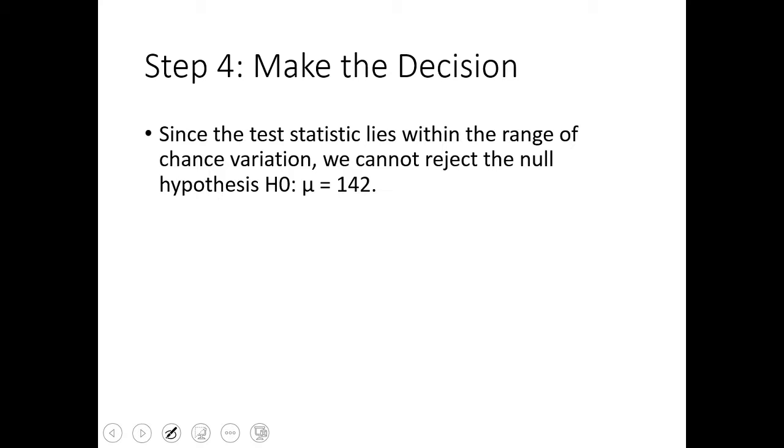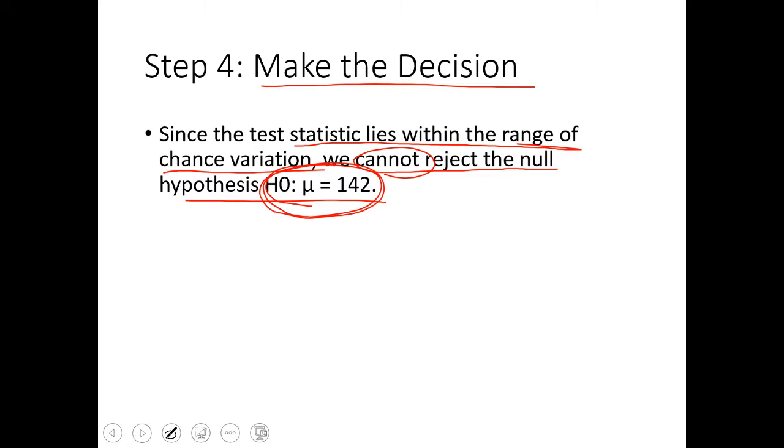Okay, and make a decision. Since the test statistic lies in the range of the chance variation, we cannot reject the null hypothesis. So finally we conclude that this bagel shop provides perfectly tempered hot chocolate.